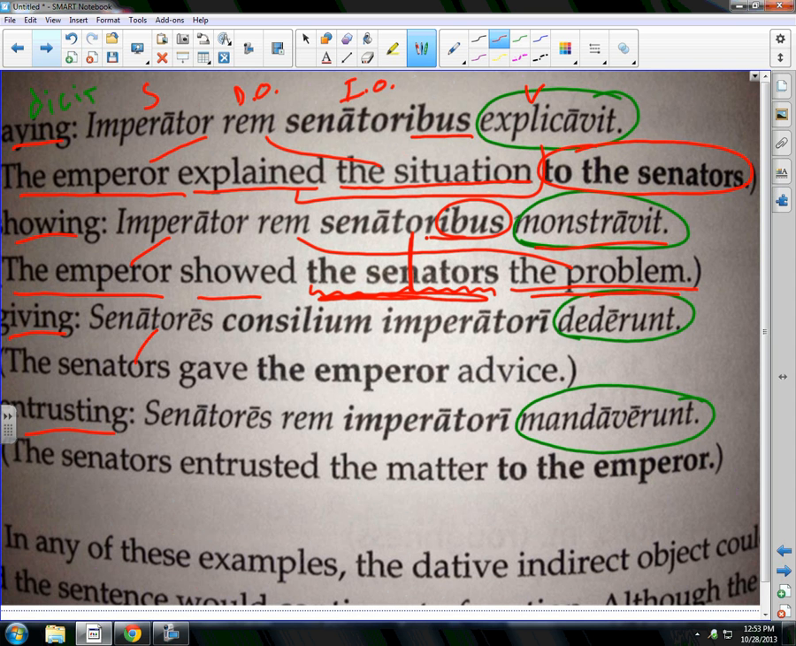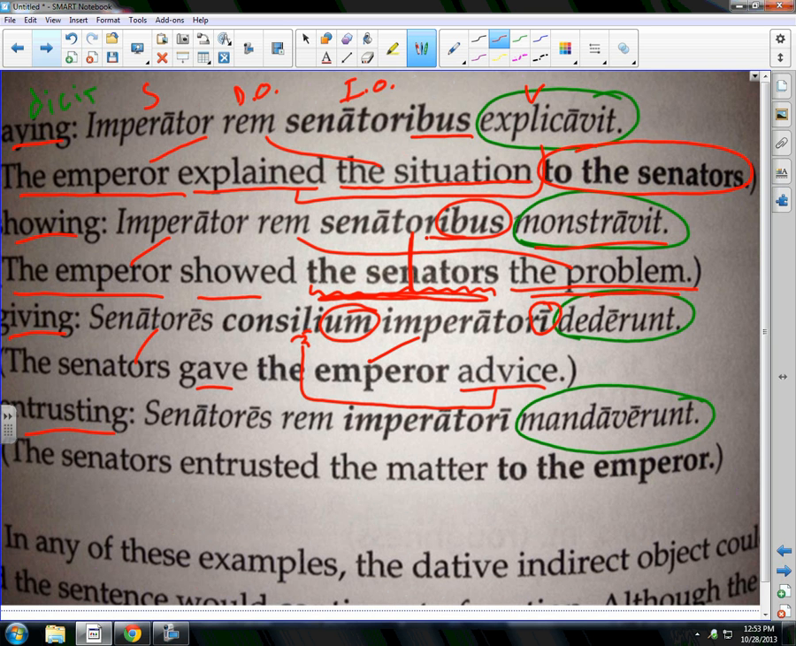Same thing here. Senators are doing the action. Gave is the verb. To whom did they give it? Emperor. So emperor needs to be in the dative. That's right. Dative I, third declension. And then what are you giving? You're giving advice, which needs to be in the accusative form. Is it? Yep, we're good.